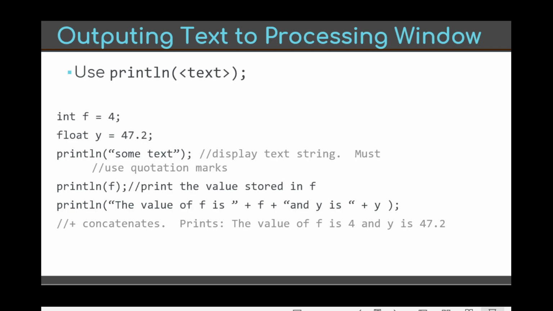as we'll see here. So int f equals 4, float y equals 7.2. So we're making two boxes, one called f, one called y. f is the value of 4, y is the value of 7.2. Println some text, so that will actually display some text. And this is a PowerPoint thing.